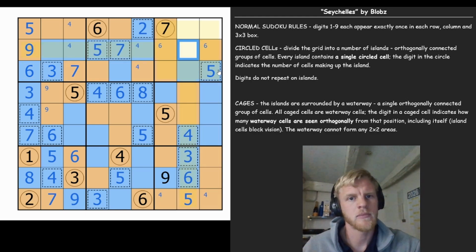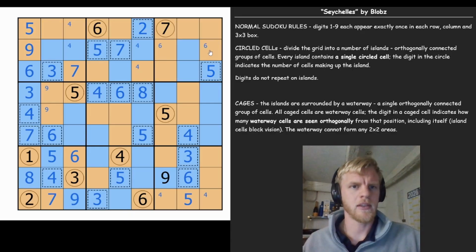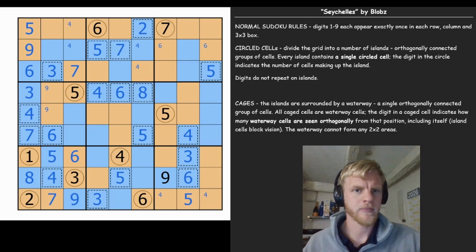Islands. We have 4. The water needs to be one single. I think that's how we build the waterway and the islands. It looks good to me. Now let's fill it in.